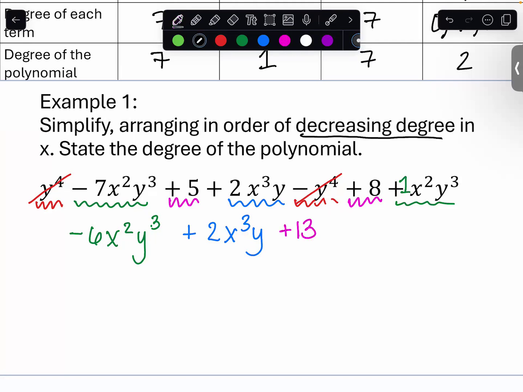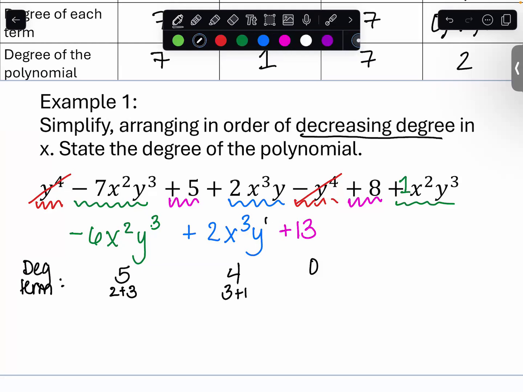Notice my degree of each term goes from degree 5 to degree 4 to degree 0. I want you to notice that for this first term, I added 2 and 3, those variable exponents, to get degree 5. For the second term, I added a 3 and a 1 because that y has a hidden exponent of 1. And then the 13 is of degree 0 because it technically has an x to the 0 or y to the 0 or any variable to the 0 power attached to it.